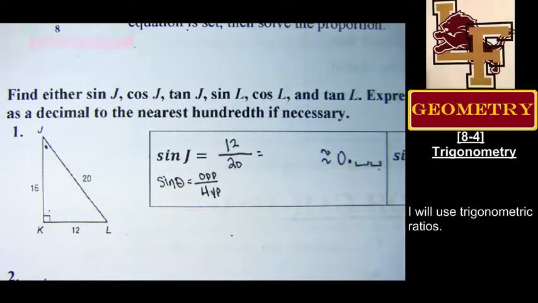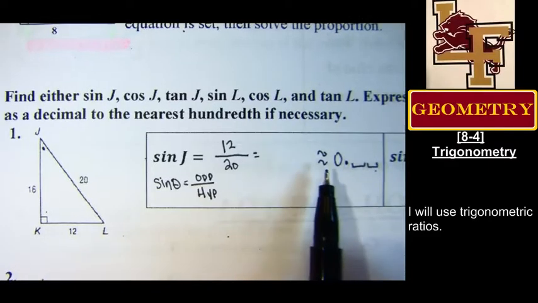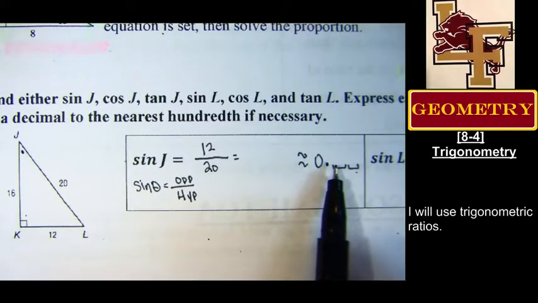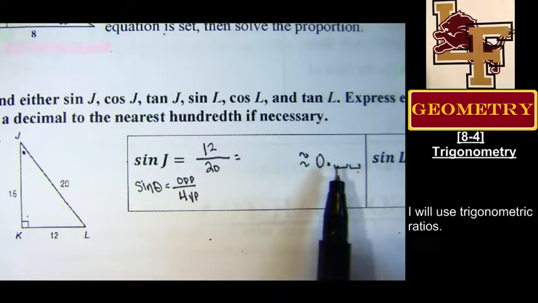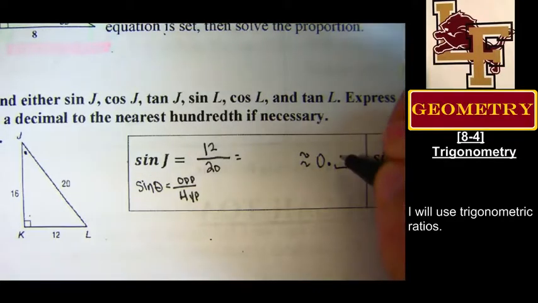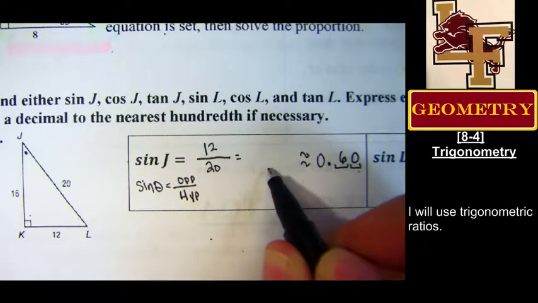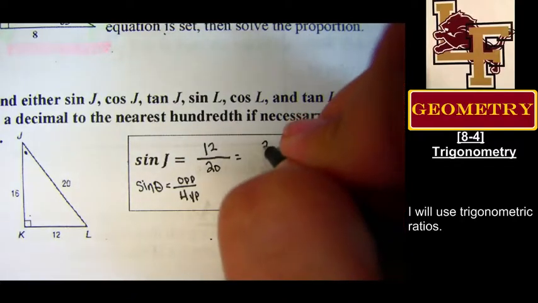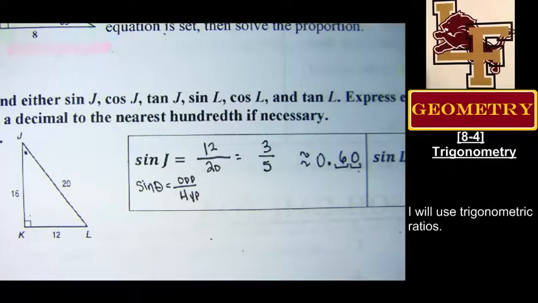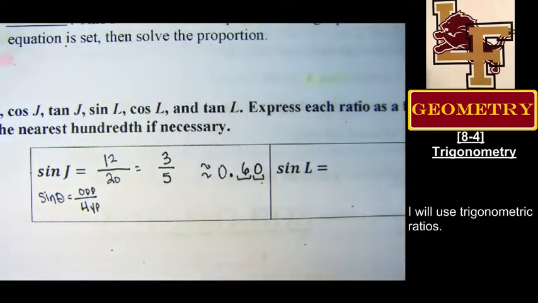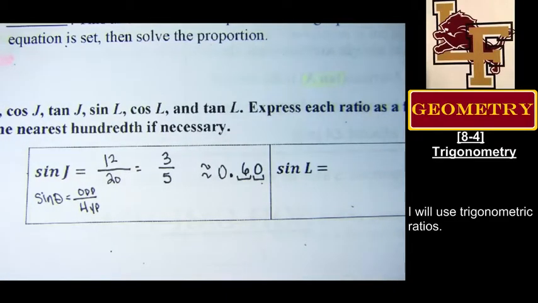Use your calculators. Reduce the fraction. Give it to me in decimal form with 2 decimal places, please. 0.60. And then the reduced fraction? 3 over 5? Okay. Easy enough? I'll let you do the second part of number 1 on your own a little bit later. Come back to the front page.